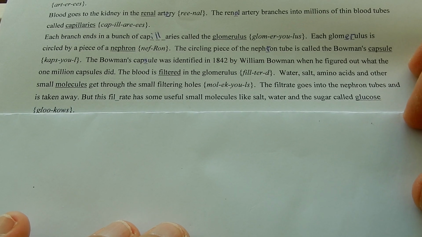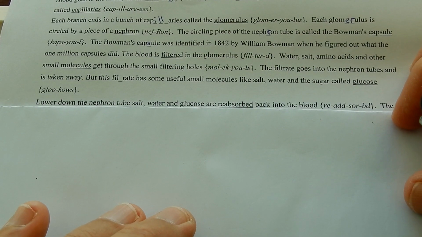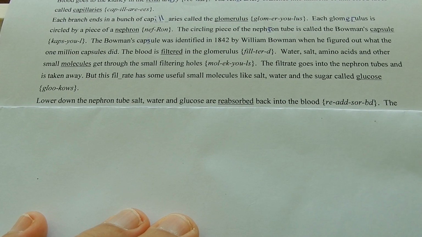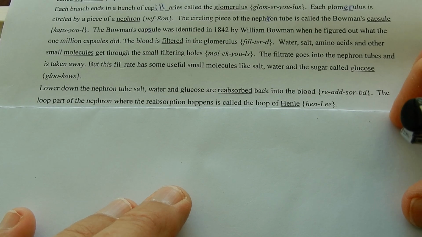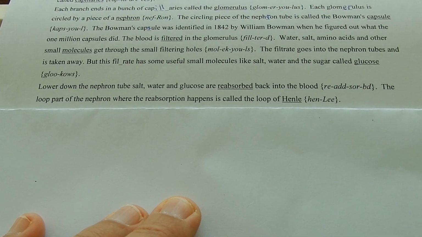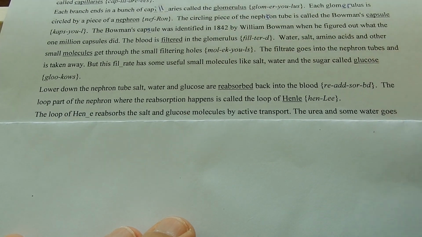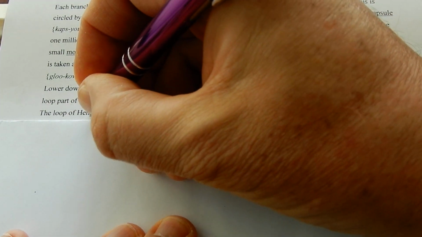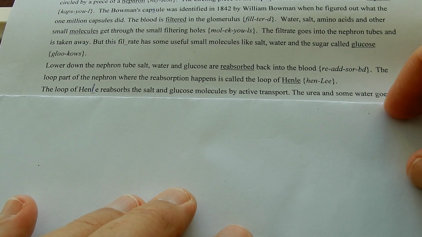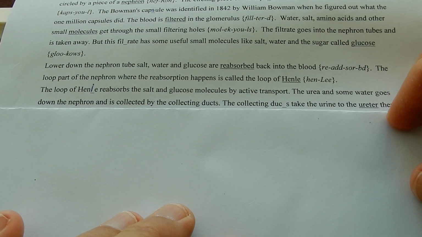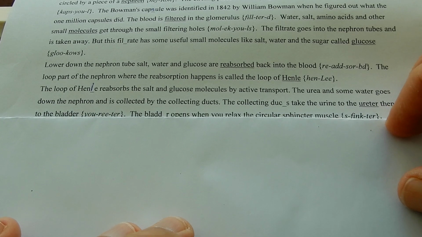But this filtrate has some useful small molecules like salt, water, and the sugar called glucose. Lower down the nephron tube, salt, water, and glucose are reabsorbed back into the blood. Reabsorbed. The loop part of the nephron, where the reabsorption happens, is called the loop of Henle. The loop of Henle reabsorbs the salt and glucose molecules by active transport. The urea and some water goes down the nephron and is collected by the collecting ducts.